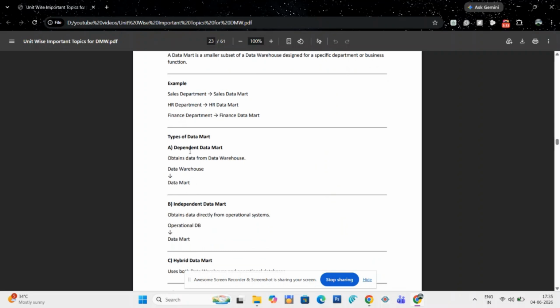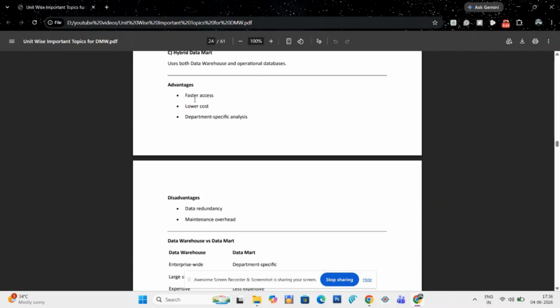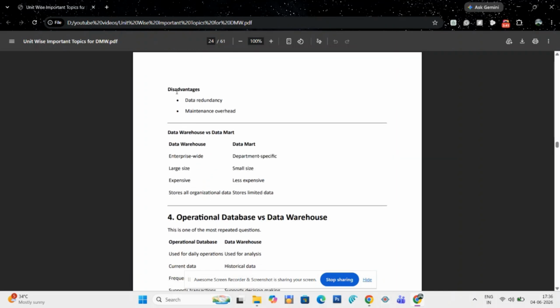First is the dependent data mart. It obtains data from the data warehouse, like data warehouse to data mart. Independent data mart obtains data directly from operational systems, like operational databases to data mart. And third is the hybrid data mart, which uses both the data warehouse and operational databases. The advantages of a data mart are faster access, lower cost, and department-specific analysis. The disadvantages are data redundancy and maintenance overhead.